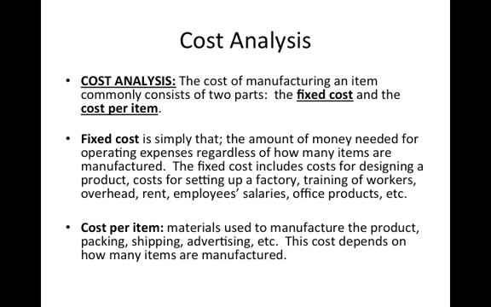The cost per item are the materials used to manufacture the product, packing, shipping, advertising, etc. The cost here depends on how many items are actually manufactured.